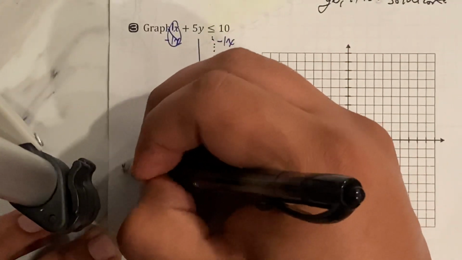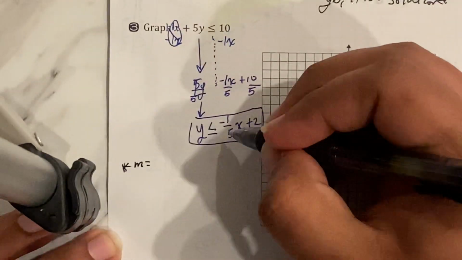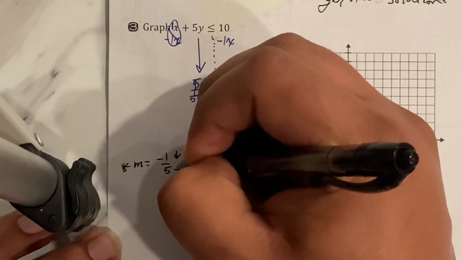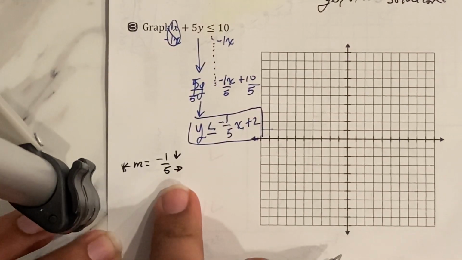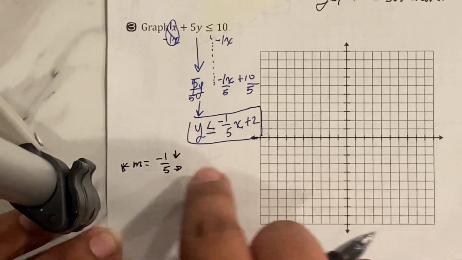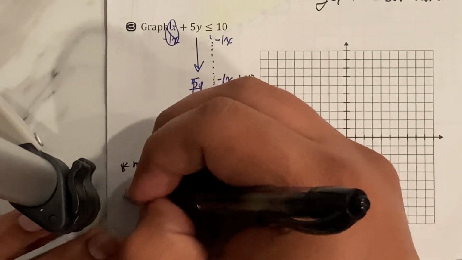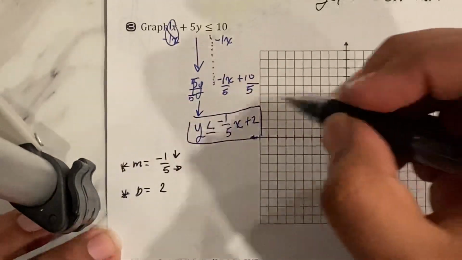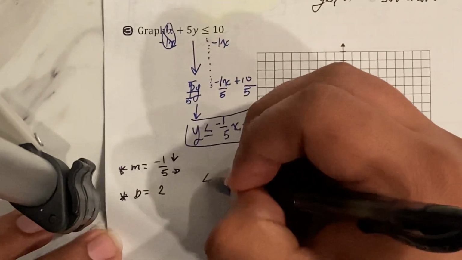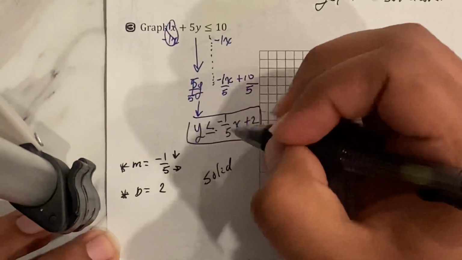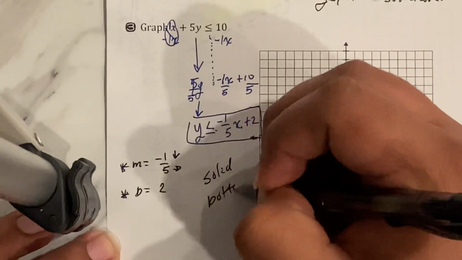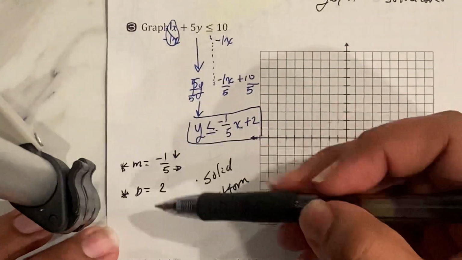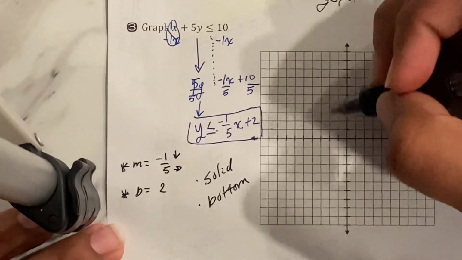After that, we can identify my slope is in front of the x, negative 1 over 5. This means down to the right. All the time, our denominator, the number in the bottom, is going to the right. B is positive 2 at this time, less than or equal to, so we got solid. Less is on the bottom. Let's rock and roll. Starting at positive 2.